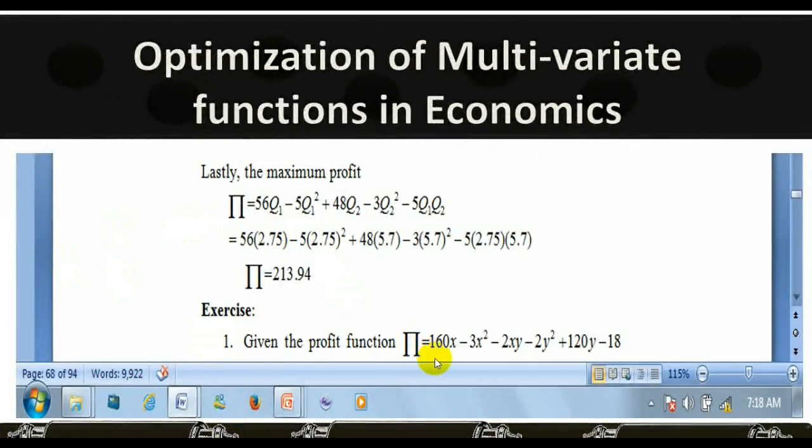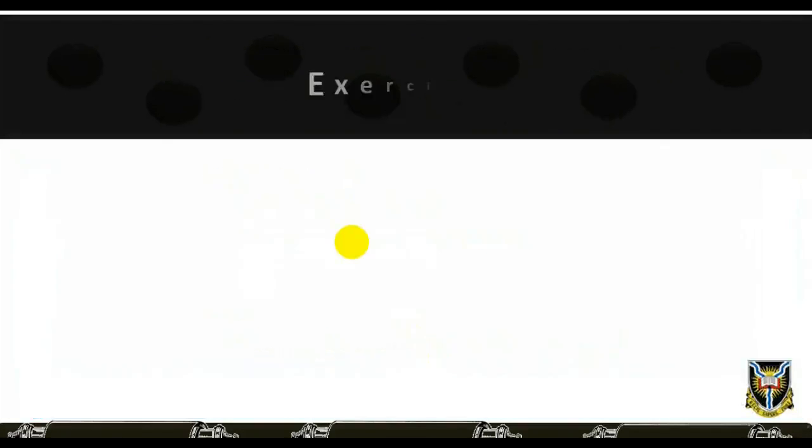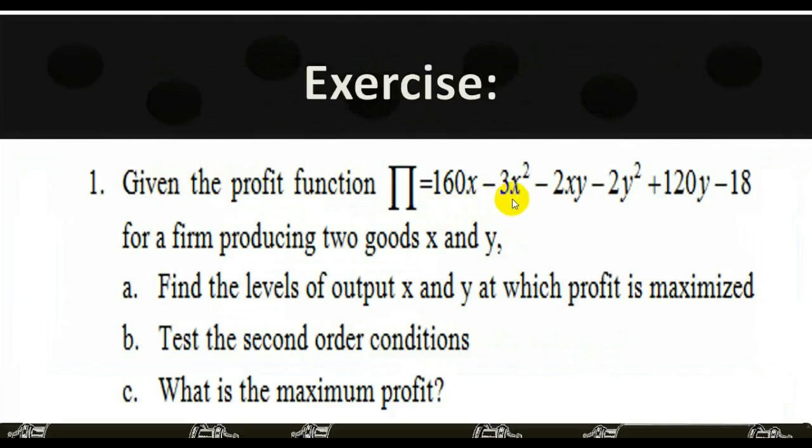Lastly, the maximum profit. Pi equals 56Q1 minus 5Q1 to power 2 plus 48Q2 minus 3Q2 to power 2 minus 5Q1 times Q2, which equals 56 times 2.75 minus 5 times 2.75 to power 2 plus 48 times 5.7 minus 3 times 5.7 to power 2 minus 5 times 2.75 times 5.7. Pi equals 213.94.